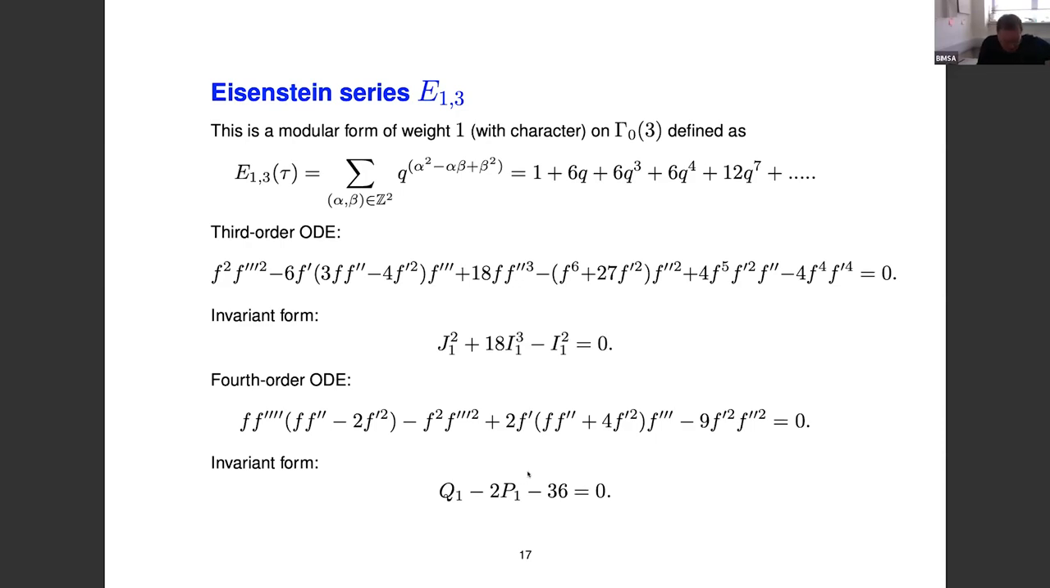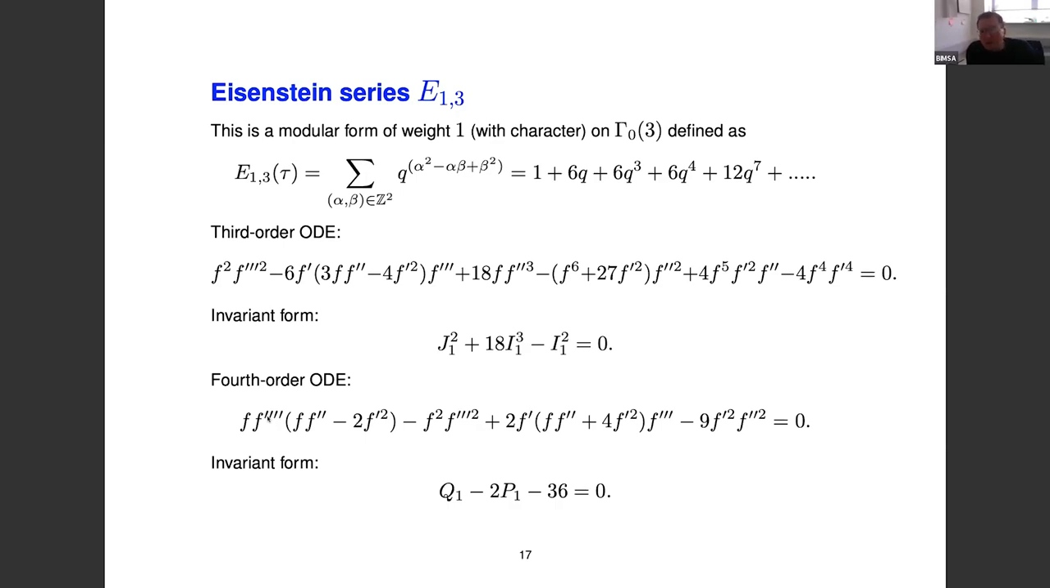By the way, I mentioned before that ODEs for modular forms may have non-generic solutions. For instance, let's take this fourth order ODE. Its generic solution is this Eisenstein series. But it has a non-generic solution. For instance, let's take f of tau just equals tau. Then f double prime is zero, f triple prime is zero, f four primes is zero. All right, so this is satisfied by a very simple solution, f of tau equals tau, right?